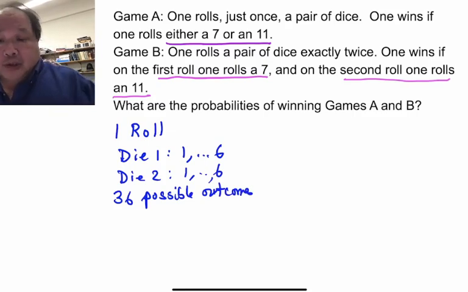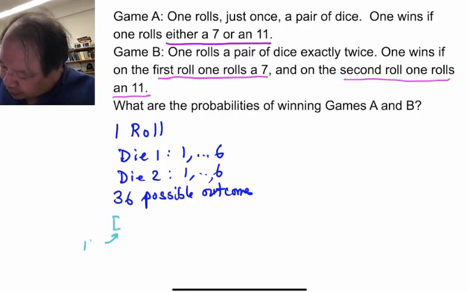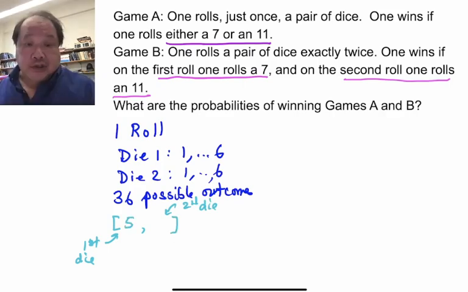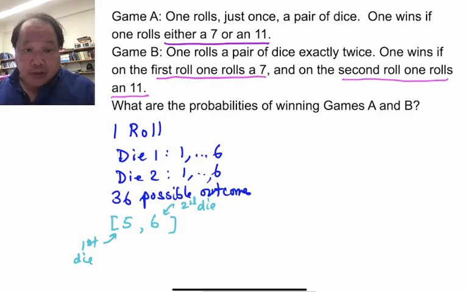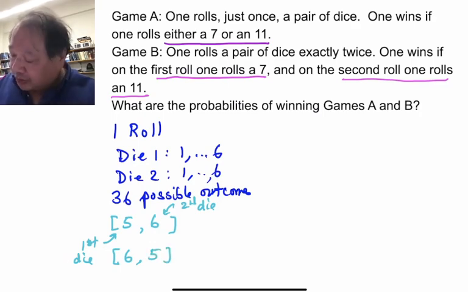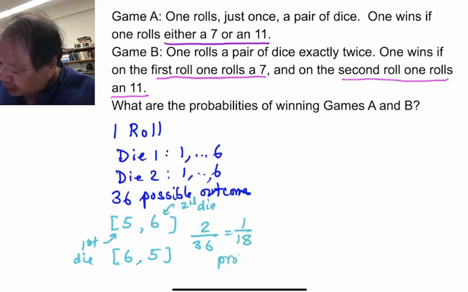How many of these outcomes are an 11? So, if this will be the first die, and this will be the second die. If the first die is a 5, the second die would have to be a 6. The only other way to get an 11 is if the first die you roll a 6 and the second die you roll a 5. So only 2 possible outcomes out of the 36. 2 out of 36 equals 1 out of 18. That's the probability of an 11.